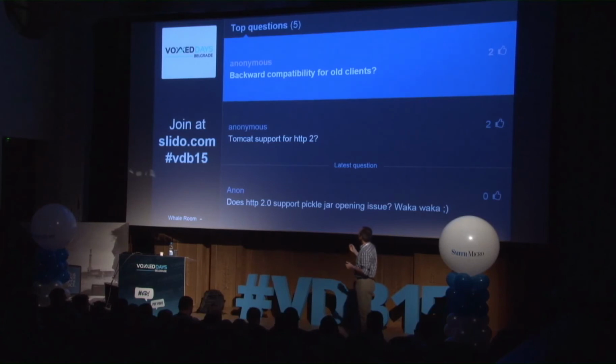So backward compatibility for all clients, 100%. All clients will try to connect to an HTTP2 enabled server, and the way they connect, the server is able to say, oh, you're not speaking HTTP2? Fine, I'm speaking HTTP 1.1 with you. So totally transparent. If you're using Netscape 4 or Internet Explorer 10, then you're going to be just fine. Slower, but fine.